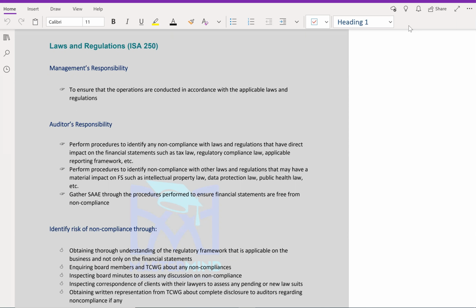Auditor's responsibility is to perform procedures to identify any non-compliance with laws and regulations that have direct impact on the financial statements: tax law, regulatory non-compliance, applicable reporting framework. There's an applicable financial reporting framework. Okay. Perform procedures to identify non-compliance with other laws and regulations that may have a material impact on FS, such as intellectual property law, data protection law, public health law, etc.